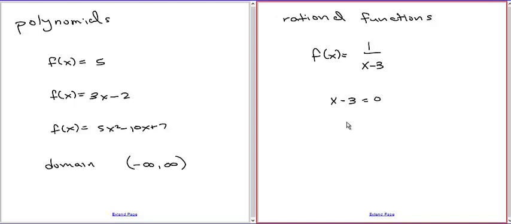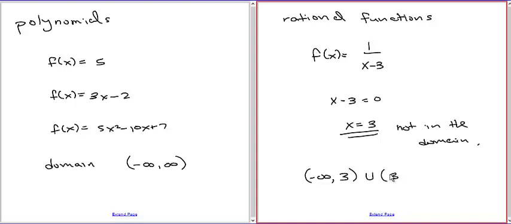x minus 3 equals 0. Solve for x, so you get x equals 3. So this x value is not in the domain, but all other values are in the domain. So the way we do that is we would start at negative infinity, go all the way to x equals 3, but not include 3, and union that with 3 to positive infinity. So if you just have a single term in the denominator, you figure out what value of x goes to 0, and then just do that.